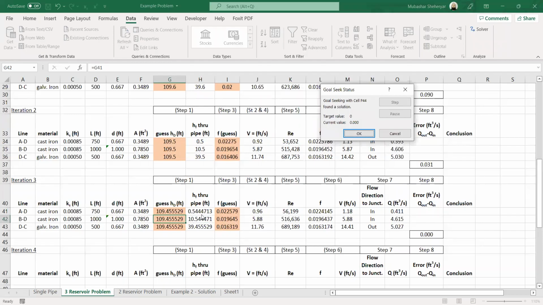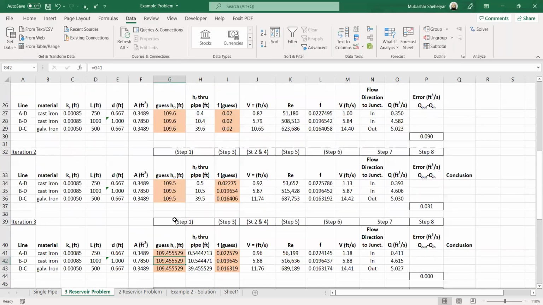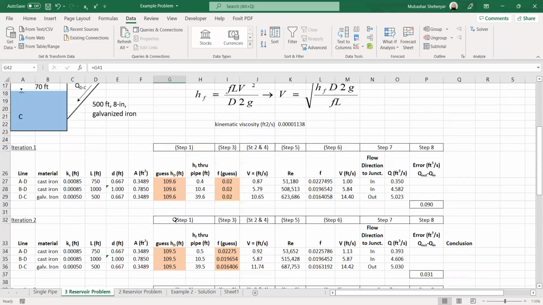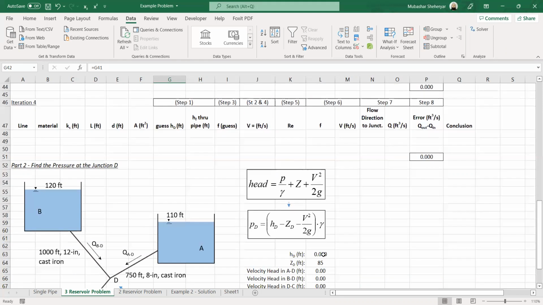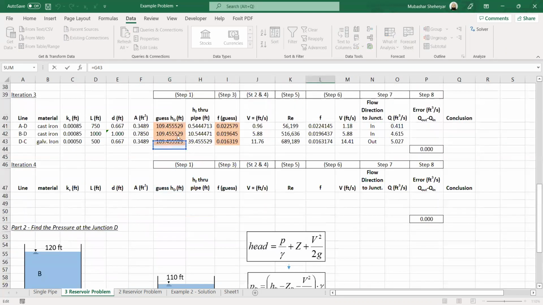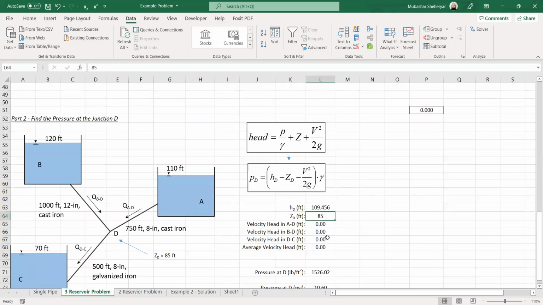It gives us the pressure head of 1.145. So this is our required pressure head at D. Based on the pressure head at D, we have to calculate the pressure at D. So we know the elevation head of point D.